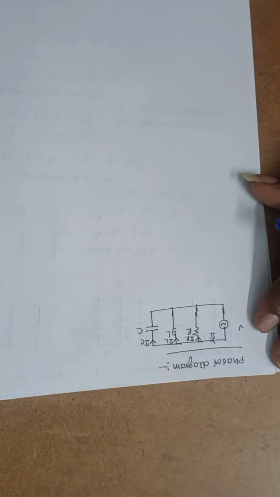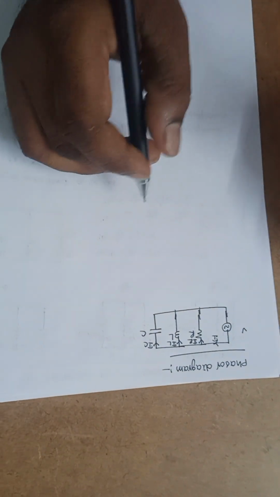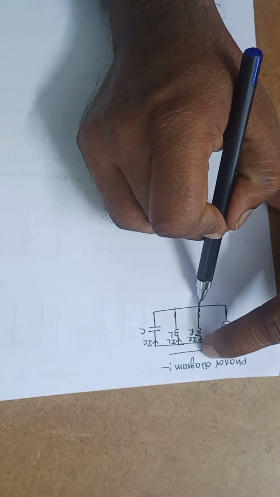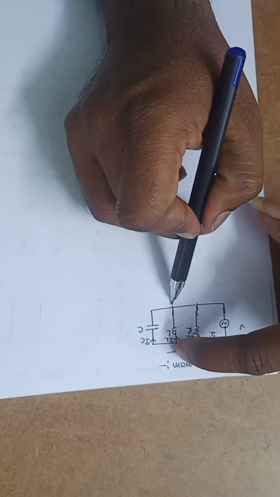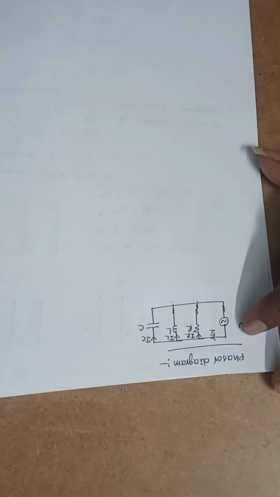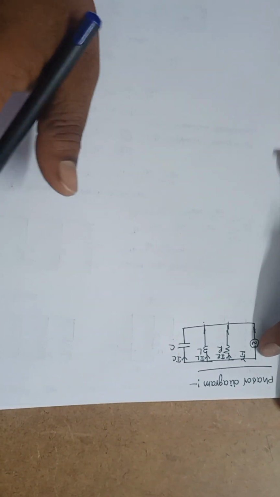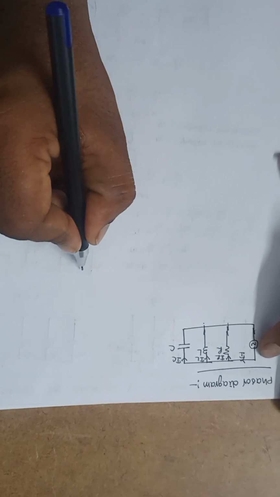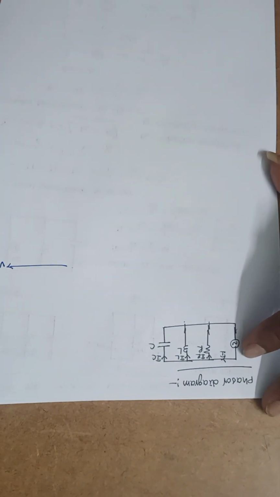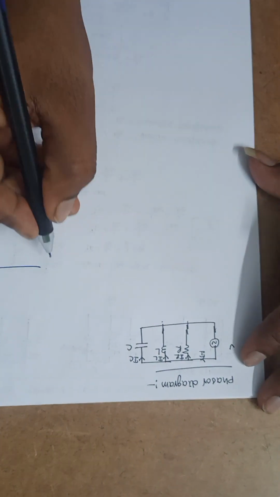Okay. Now the voltage is the same in all the elements. The voltage across R is V, the voltage across L is V, the voltage across the capacitance C is V, because all are connected in parallel. So I am taking this voltage V as the reference for drawing the phasor diagram. Okay, let me draw.